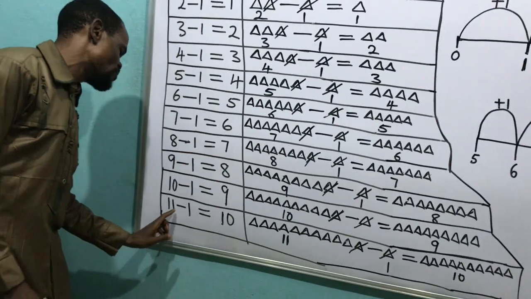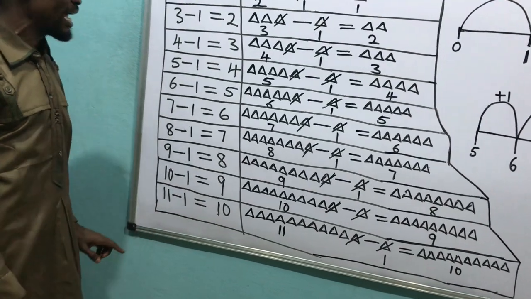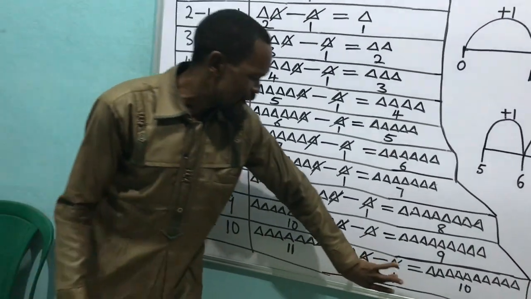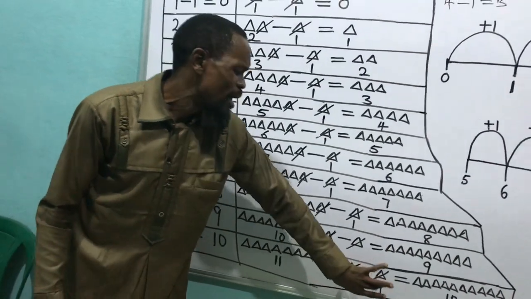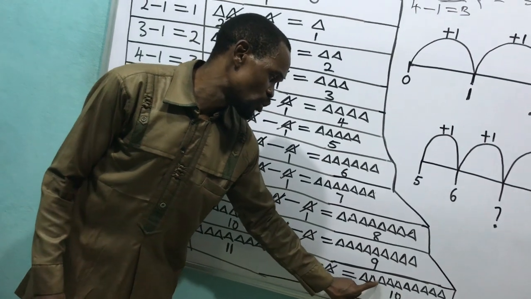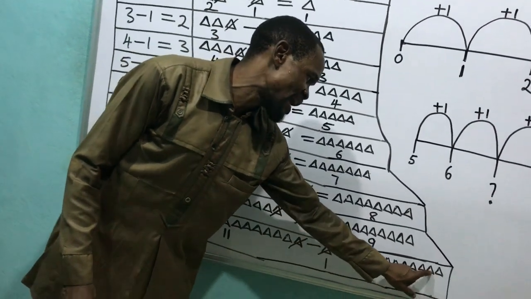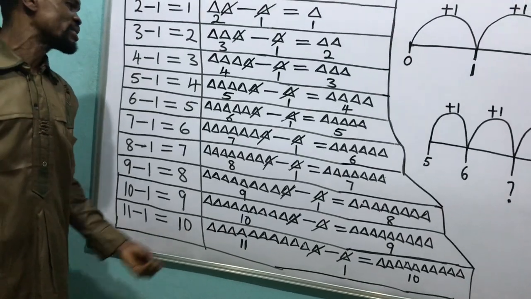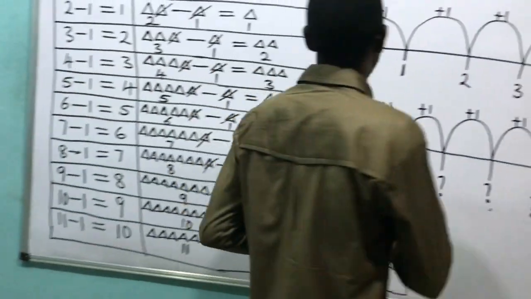That means 11 minus 1 will give me what? 10. That means 11 right angle triangles, if I remove 1 from it, I will be left with 10. 1, 2, 3, 4, 5, 6, 7, 8, 9, 10. Can you see it now? So that means 11 minus 1 will give me what? 10. Then let's come to what we call the number line.